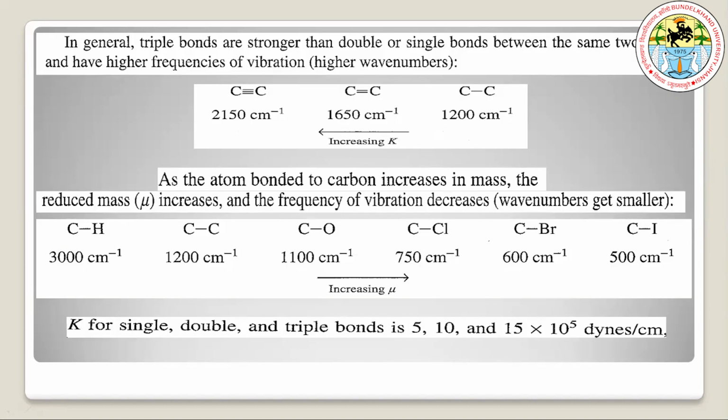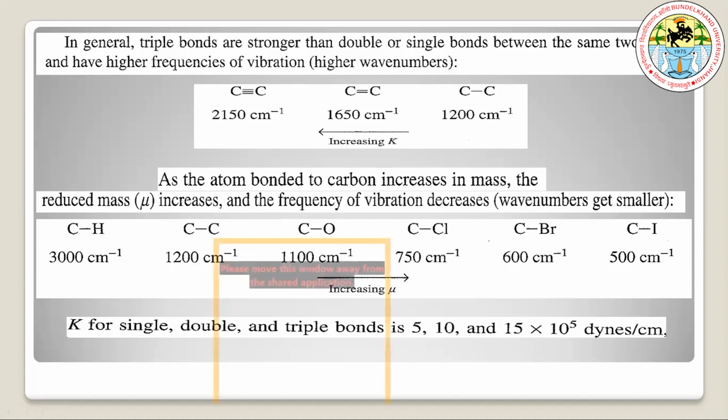Let us consider how we assign a general group on the basis of infrared stretching vibrations. As I already told you, Hooke's law says that the frequency of vibration nu is directly proportional to root k, because it is under root k by mu. You can see in the formula that mu bar is equal to 1 upon 2 pi c under root k by mu. So as soon as k increases, it directly indicates that the frequency of vibration is observed at a higher region. When we compare frequencies related with C single bond C, C double bond C, and C triple bond C, you find that K for single, double, and triple bond is 5, 10, and 15 into 10 to the power 5 dyne per centimeter.